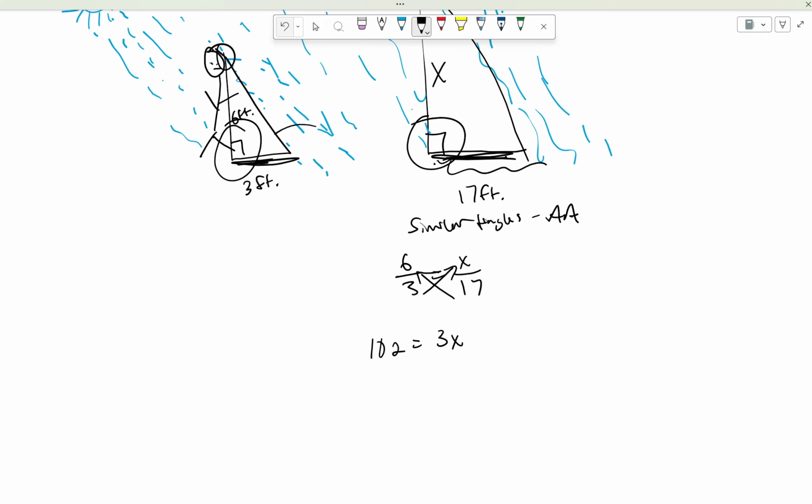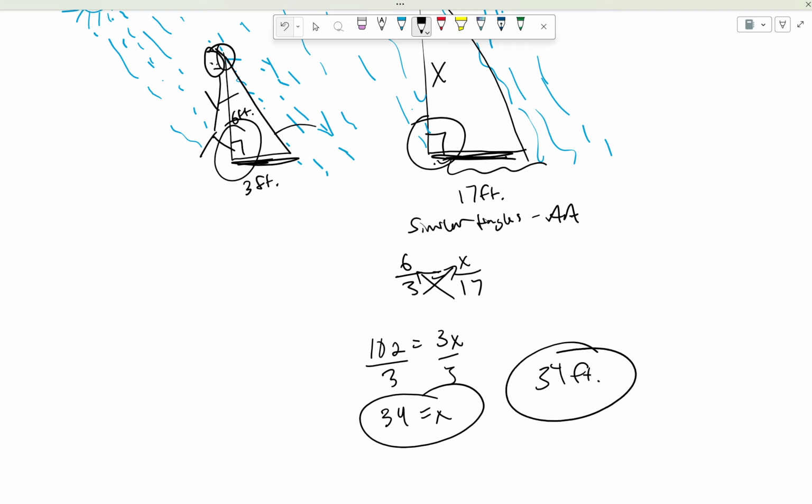6 times 17 is 102, and it's divisible by 3. 1 plus 0 plus 2 is divisible by 3. But the machine actually does this pretty easily. Divide both sides by 3, and 102 divided by 3 is 34. Okay, so this is 34 feet. Oh, that proportionality, pretty cool.